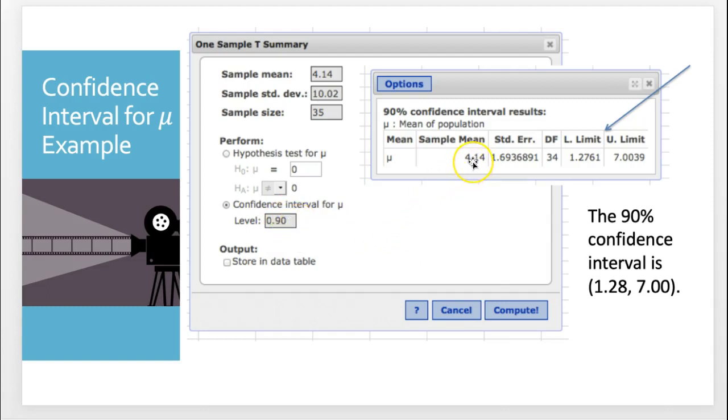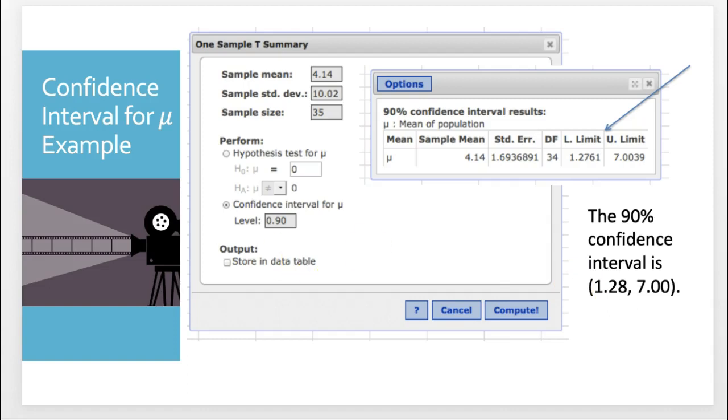So my output is my sample mean and my standard error. Remember, it's 10.02 divided by the square root of 35. That's how they got the standard error. Degrees of freedom was sample size minus 1, and of course we got my lower and upper limit. So my 90% confidence interval is 1.28 to 7. I'm 90% confident that my interval captures the true mean number of movies watched in the previous month. So I can be pretty confident that the true average number is somewhere between 1.28 movies and 7 movies.